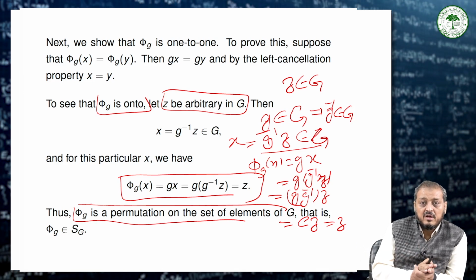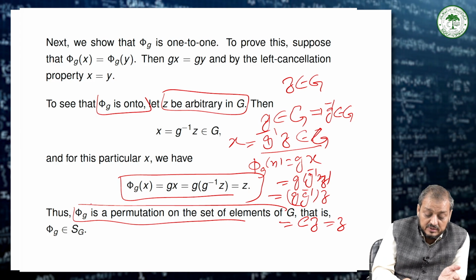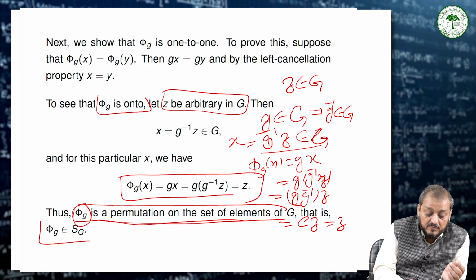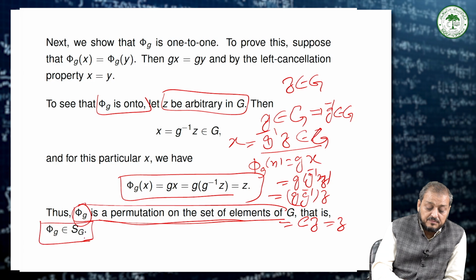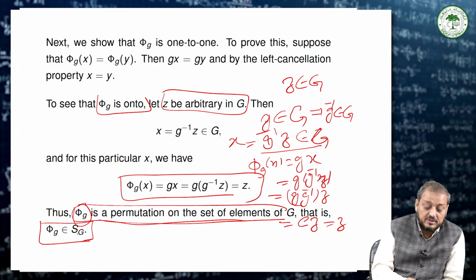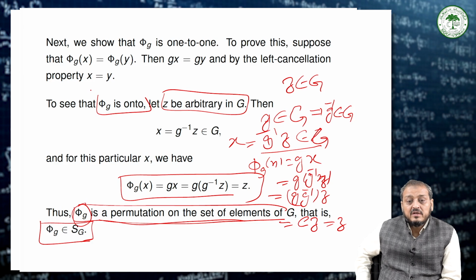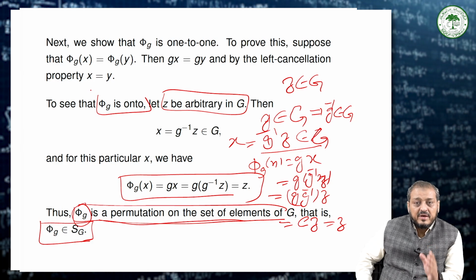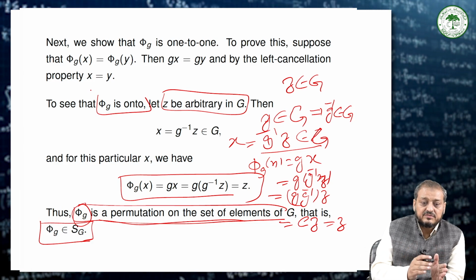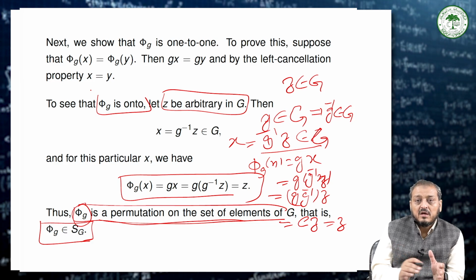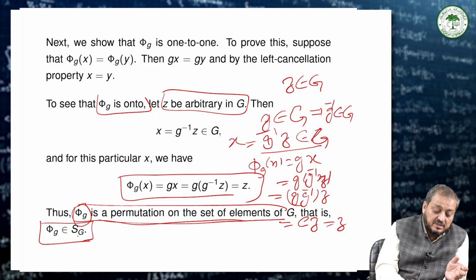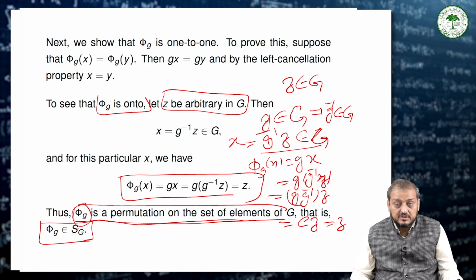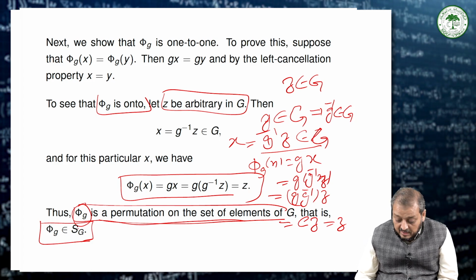If phi g is one-one and onto, then phi g is a permutation on the set of elements of G. That means phi g belongs to S_G, where S_G is the class of all permutations. We have to show that this phi g is a well defined map, one-one and onto, that is, bijective. If it is bijective, then phi g is a permutation on the set of elements of G, so phi g is an element of S_G.